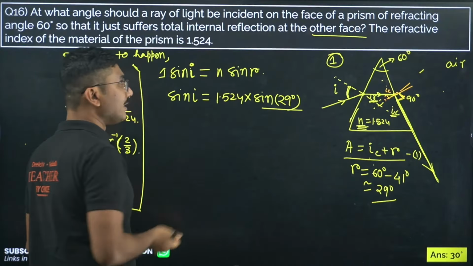So this is equation number 1. Next, we will take the loop B, C, D, B.